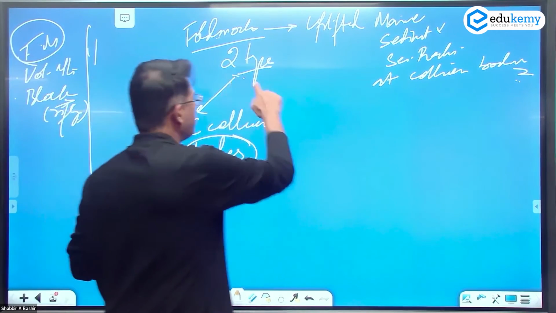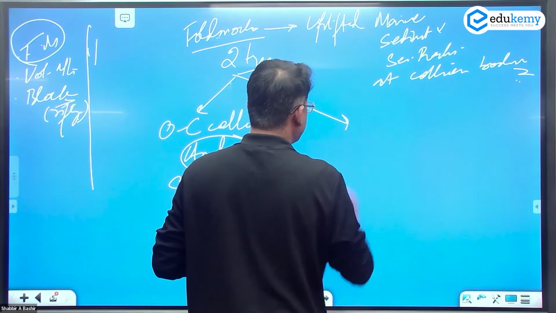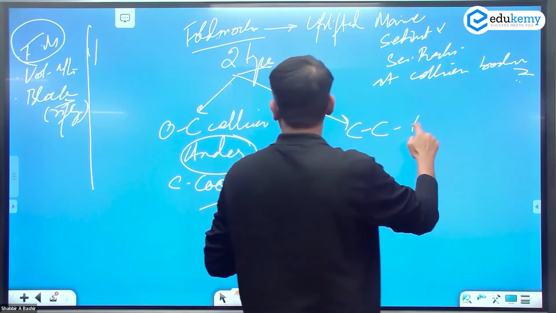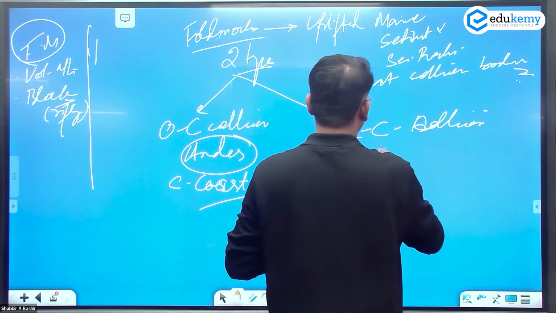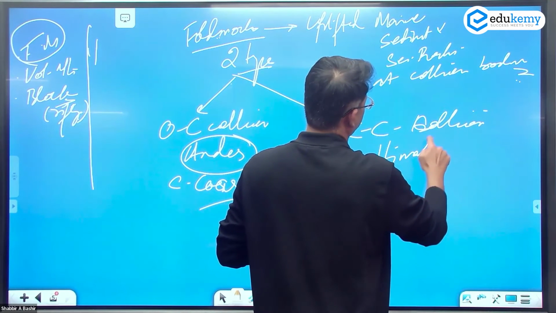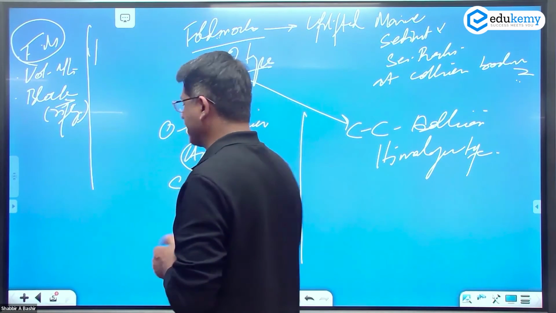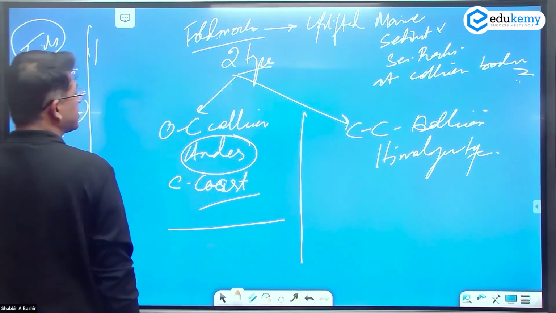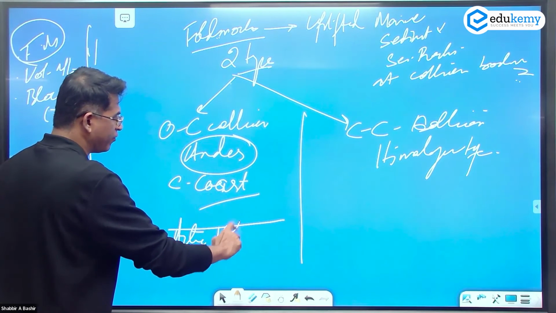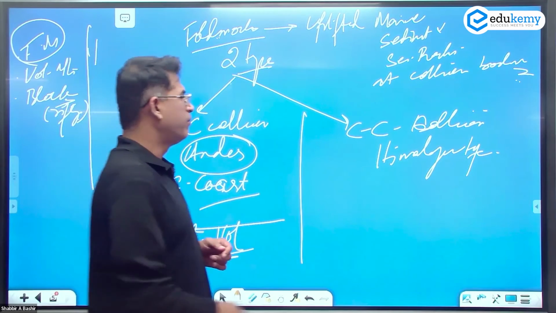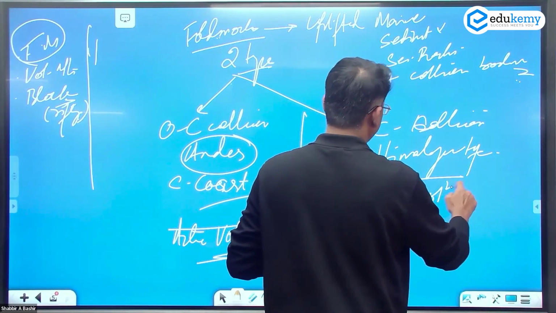And the second type of fold mountains are the CC collision mountains. These are the Himalayan types. और ये दोनों में difference है. The biggest difference is that these can have active volcanism, but these will not have active volcanism.